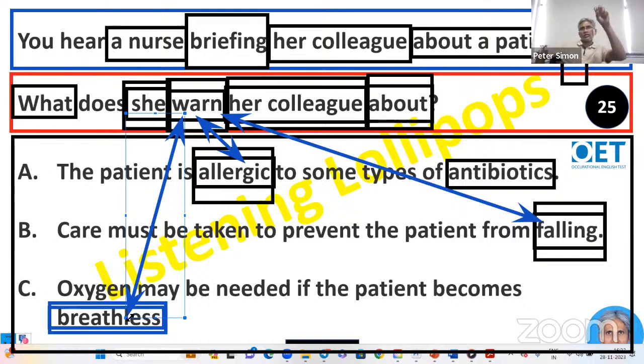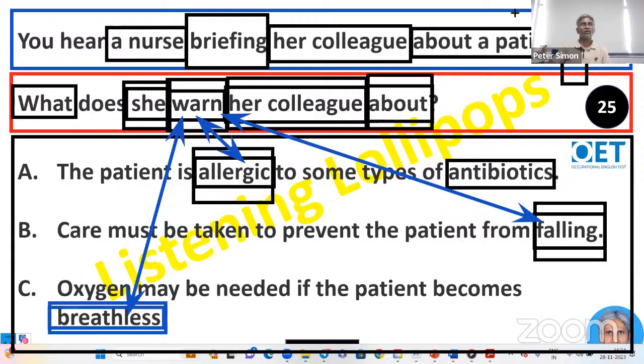Okay, so this is how you have to identify the important word. Warning: he has allergies, so that is a problem. The patient is allergic, so you're warning, "Hey, be careful, he has a problem, that is allergy." Be careful, why he falls down from his bed? Why he becomes breathless? So these are the three things. Focus on these words. Warning will be related to a problem. Remember that.